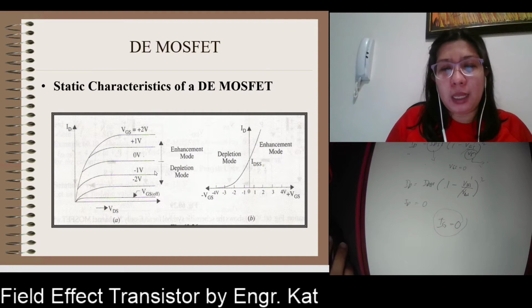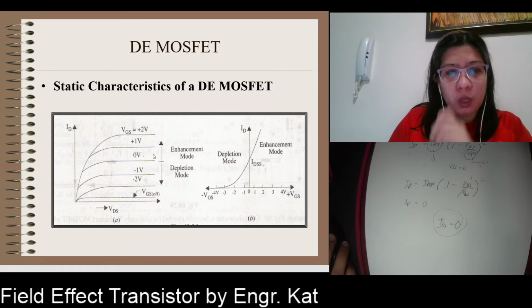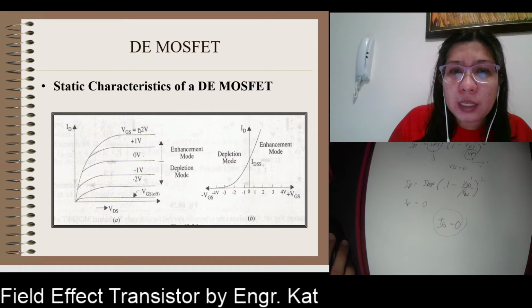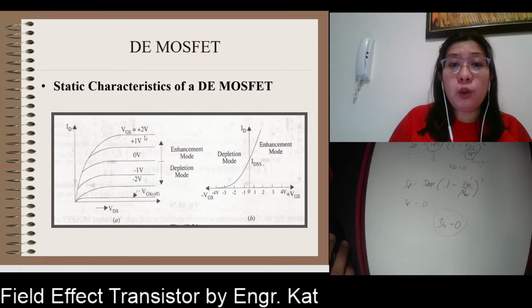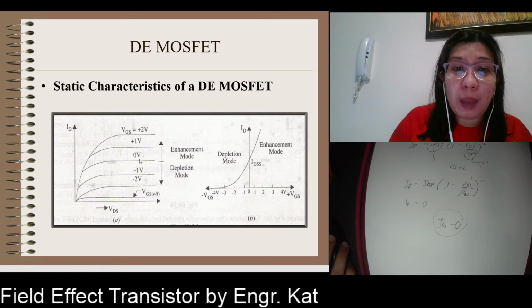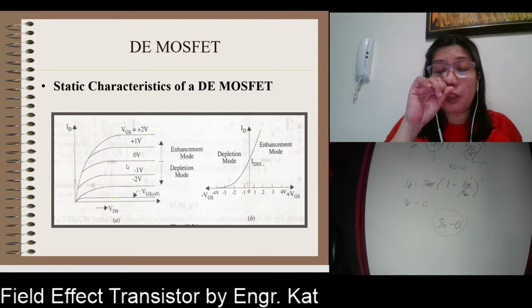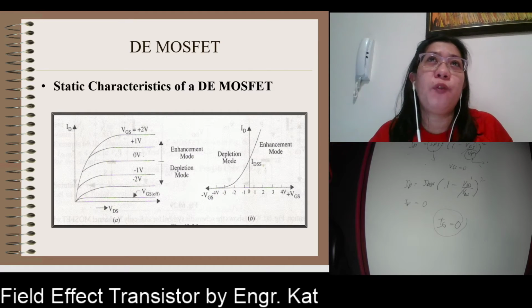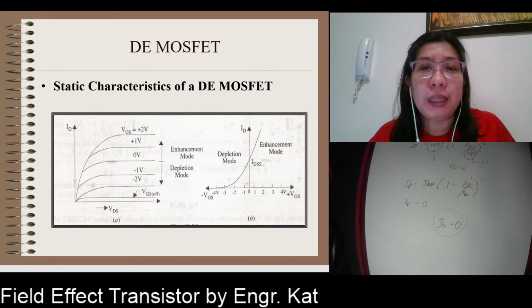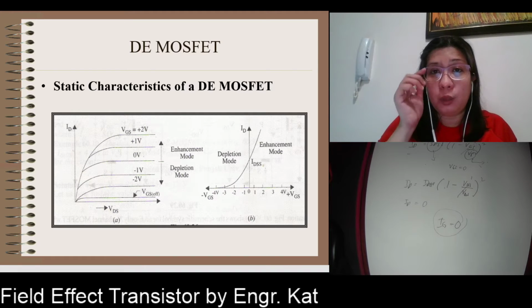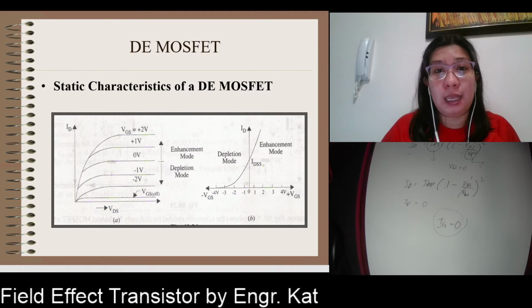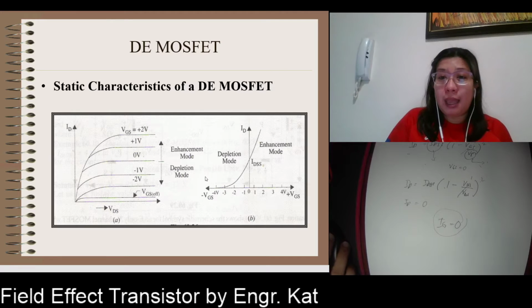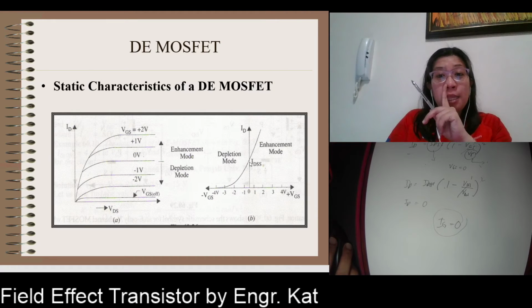Now, what is the enhancement mode? In the enhancement mode, we can now apply positive VGS. And when you apply positive VGS, what happens? You can now have a current which is greater than your IDSS. So in JFET, we don't have current greater than IDSS. But in the MOSFET, we have a current which is greater than your IDSS. Okay? So just like this one, IDSS occurs when your VGS is equal to 0.